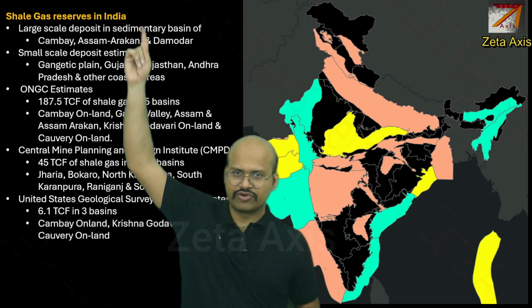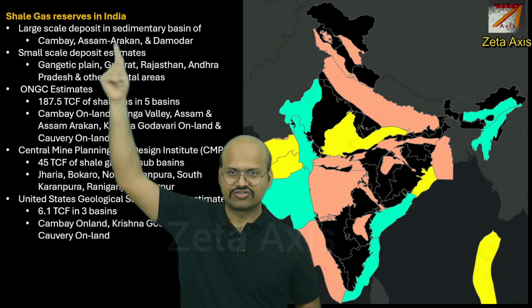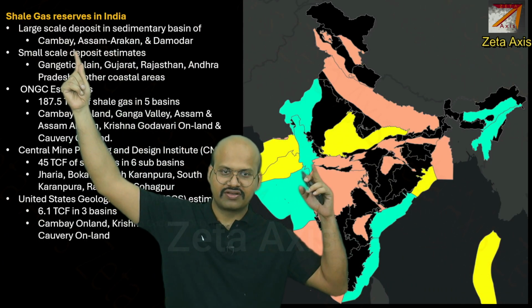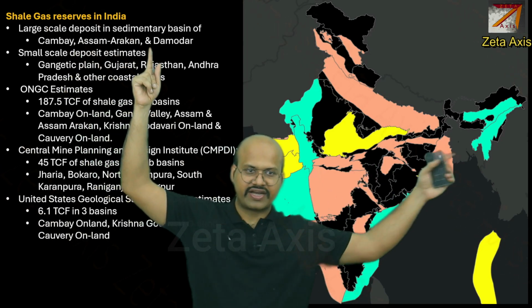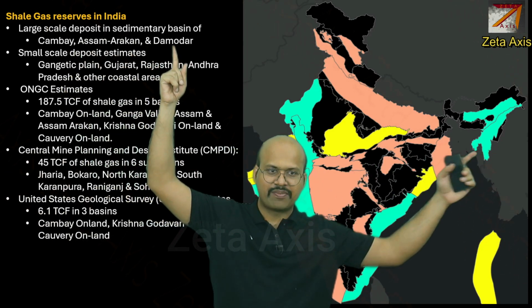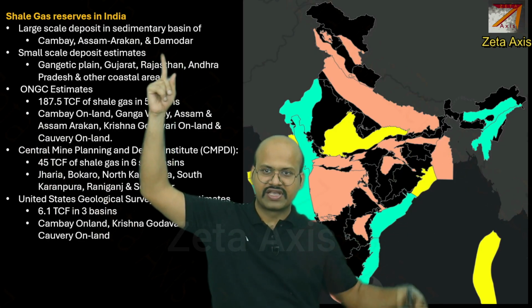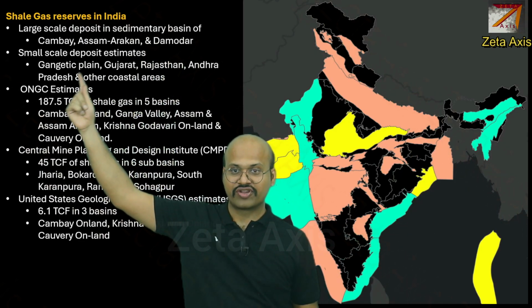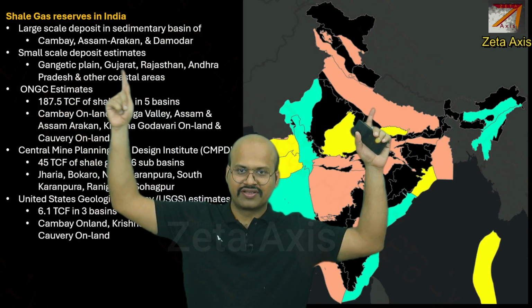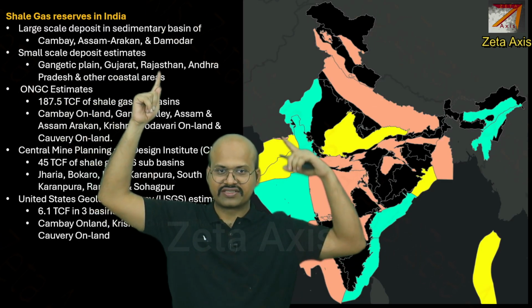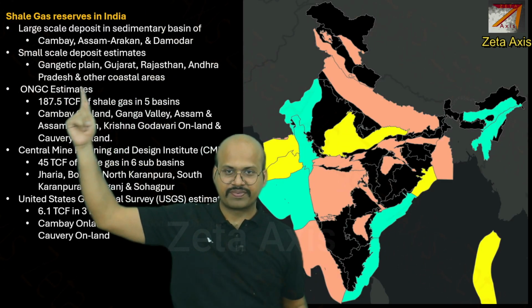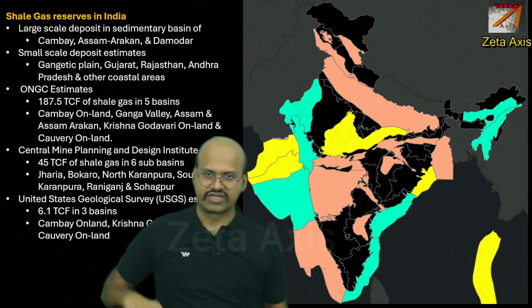Large-scale deposits have been found in the sedimentary basins of Cambay, which is this one. Then we have Assam Arakan, that is this one. And then we have Damodar, which is this one. And small-scale deposit estimates are found in the Gangetic Plain, this one, Gujarat, here, Rajasthan, Andhra Pradesh, and other coastal regions.